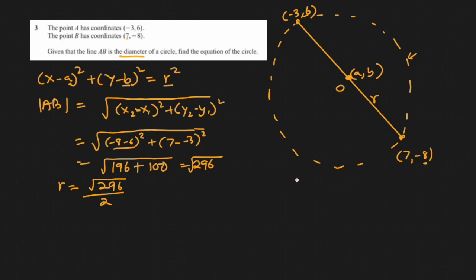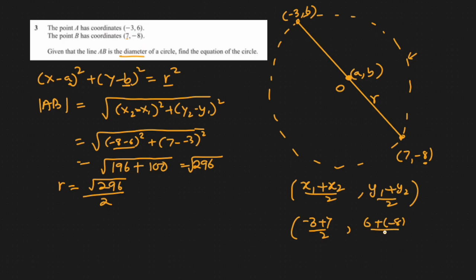So the formula for the midpoint of two ends of a line is (x1 plus x2) divided by 2 comma (y1 plus y2) divided by 2. So what will this be? x1 is minus 3 and x2 is 7. So minus 3 plus 7 divided by 2. Then we have 6 plus minus 8 divided by 2. So it comes out with positive 4 divided by 2 is 2. And 6 minus 8 will be minus 2 divided by 2, minus 1. This is the center, (2, minus 1).